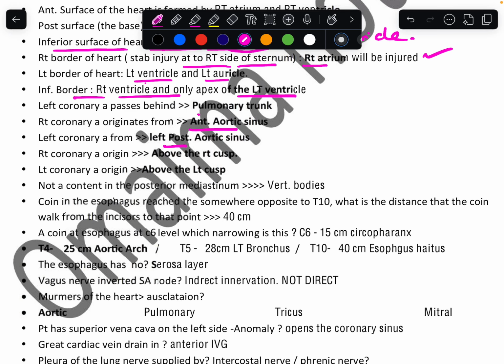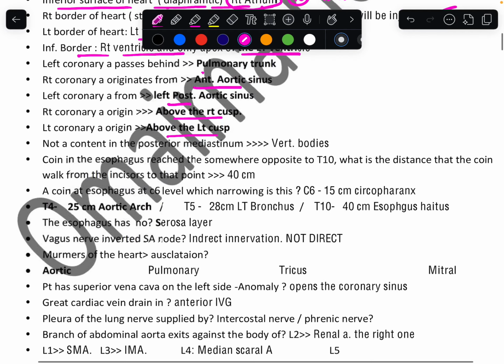Then right coronary origin, right cusp, above the right cusp, above the left cusp. Not contained in the posterior mediastinum, vertebral bodies are outside. The esophagus reaches somewhere opposite to T10. What is the distance from T10? Actually the opening of the esophagus in the diaphragm is 40 centimeter. The esophagus has a narrowing at C3, 15 centimeter.